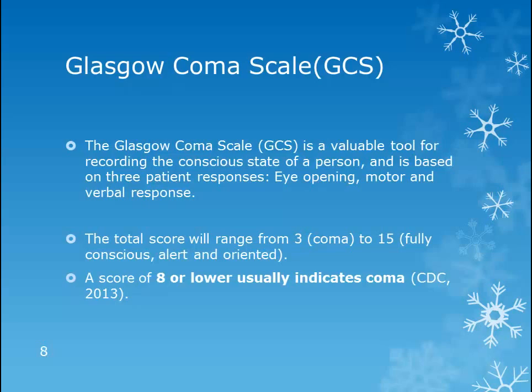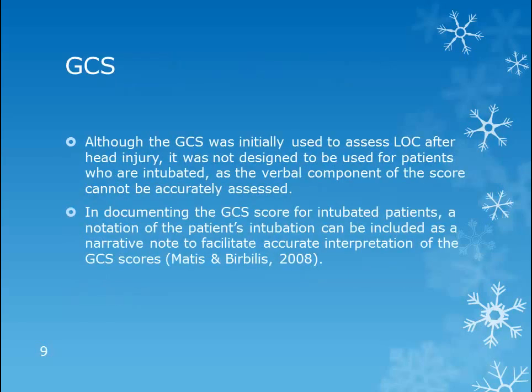The total score will range from 3, the patient is in a coma, to 15, the patient is fully conscious, alert, and oriented. A score of 8 or lower usually indicates a coma. Although the Glasgow Coma Scale was initially used to assess level of consciousness after head injury, it was not designed to be used for patients who are intubated, as the verbal component of the score cannot be accurately assessed. In documenting the Glasgow Coma Score for intubated patients, a notation of the patient's intubation can be included as a narrative note to facilitate accurate interpretation of the score.